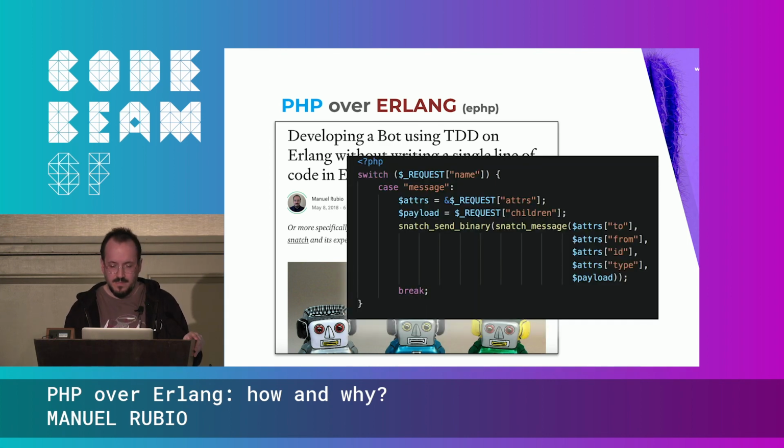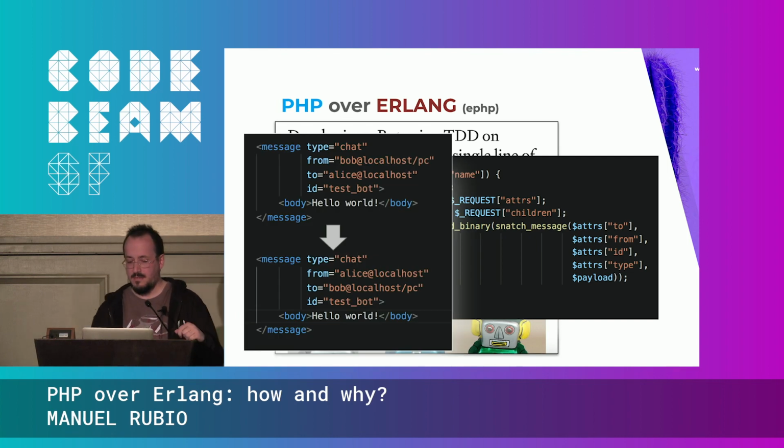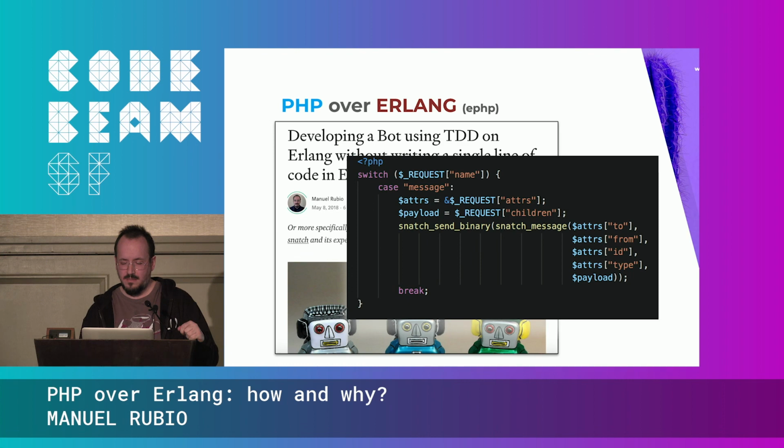For example, this is what we are receiving using the standard request for PHP. We are receiving the whole specific XML, the stanza, something like that. And we are responding exactly the same. It's an echo bot.